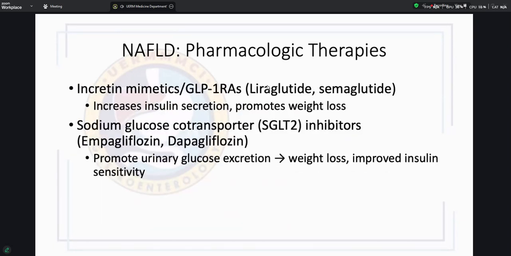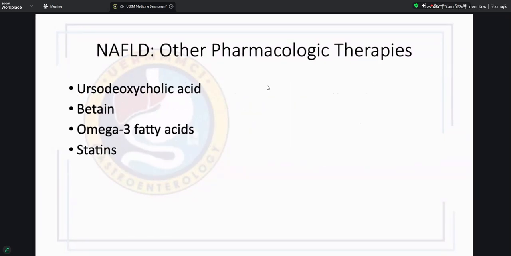Two other drugs that are both approved for DM and can both promote weight loss are being studied for their effect on NASH. Incretin mimetics act on the pancreas to optimize insulin secretion, while SGLT2 inhibitors promote urinary glucose excretion. Again, they are both approved for the treatment of diabetes mellitus. However, they are currently not approved specifically for the treatment of NASH. These are the other drugs that have been studied but have no proven benefits. So these include ursodeoxycholic acid, betaine, omega-3 fatty acids, and statins.